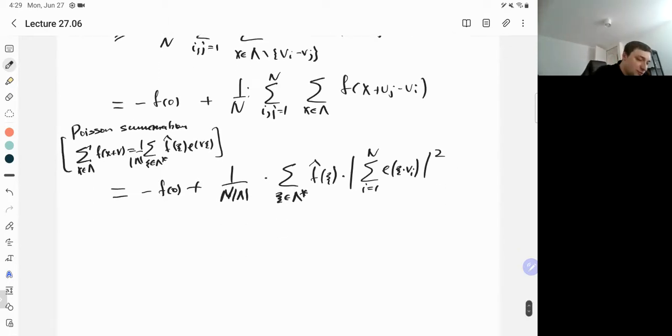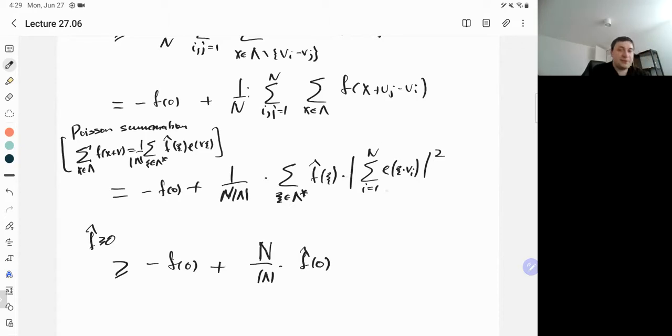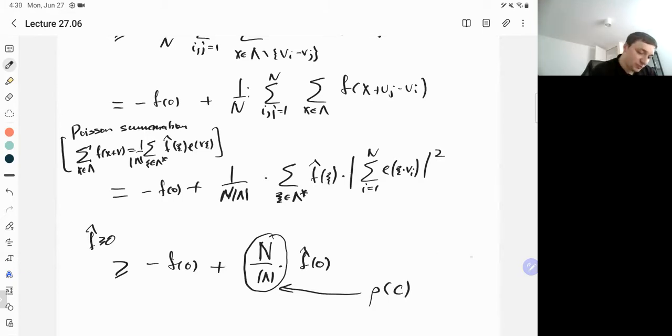Okay, and what you notice here is that every term is non-negative, and by assumption you know that f hat is non-negative. So you basically drop everything except the term at 0. The term at 0 is multiplied by n squared, because this trigonometric polynomial has value n at the origin, and everything else you just drop. So you drop every term except the origin. And you remember what I told you before, this is the density of the configuration. So this is the proof.